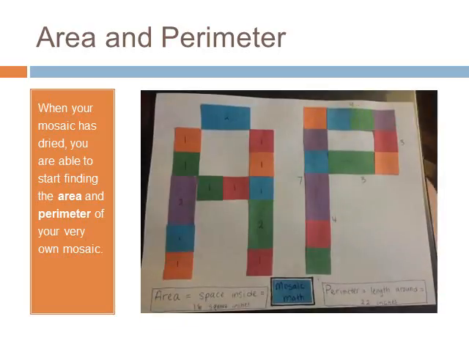Once your mosaic has dried, you are able to start finding the area and perimeter of your shape. Remember, area is the amount of space inside, and perimeter is the length around. Use the construction paper squares and rectangles to find the area and perimeter of your mosaic.